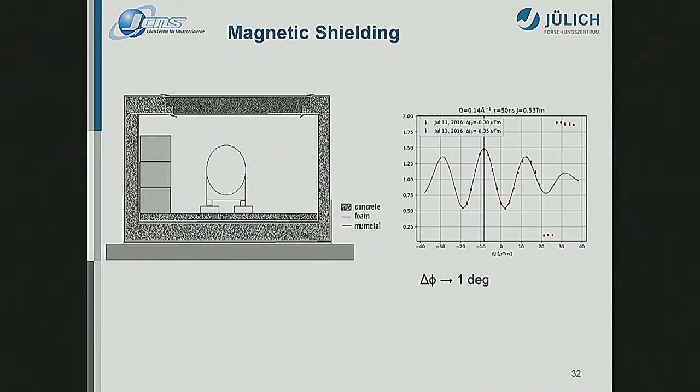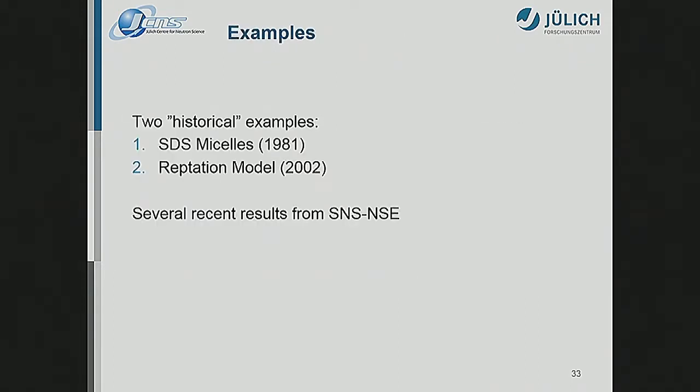Okay, so we're getting to some examples of what you can do with spin echo. We'll have two historical examples. The first one is the so-called SDS micelles that we've been doing with the students here. The other one is something called the reptation model. And then I'll show several recent results from our spin echo.